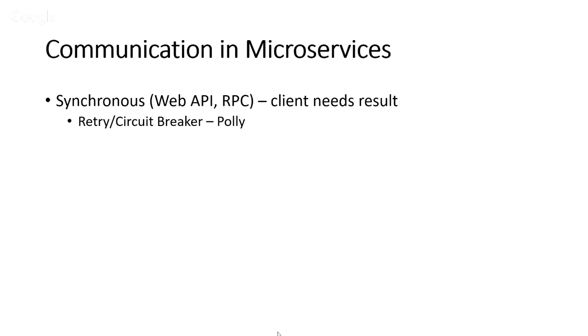If you use the synchronous web API calls, use the retry and circuit breaker patterns at least. And you don't have to implement these patterns manually. For example, in ASP.NET Core or the ASP.NET world, you can use the third-party library called Polly, which will, in a very simple way, help you to implement these patterns on every web API call.